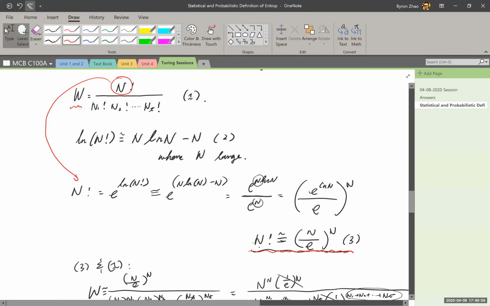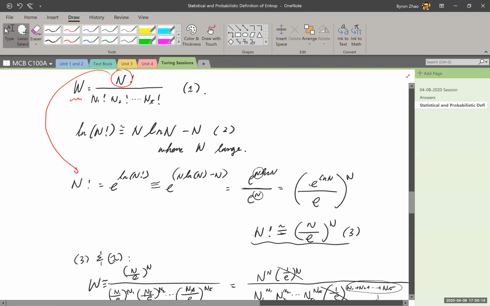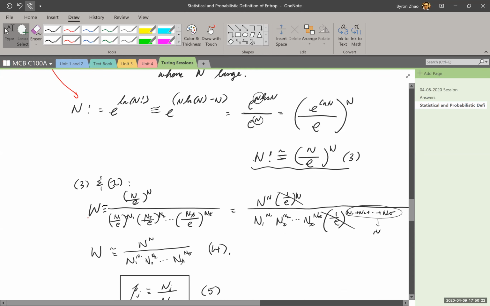So we approximate n factorial to be (n over e) to the n. If we call this equation 3, and this is equation 1, now we combine these two equations, we can approximate all of these terms. And what we get is this multiplicity, if n is large, will be approximately equal to this big formula.